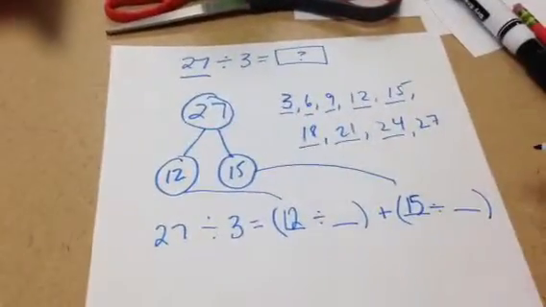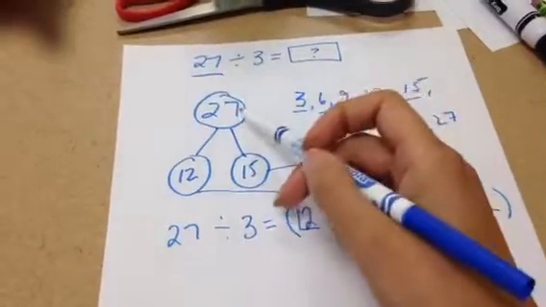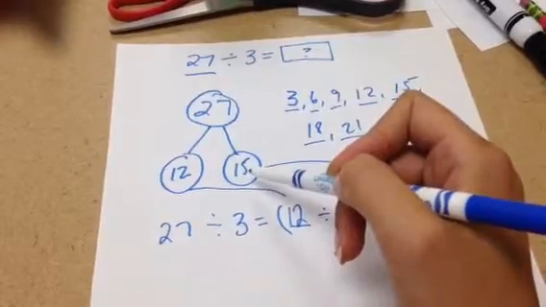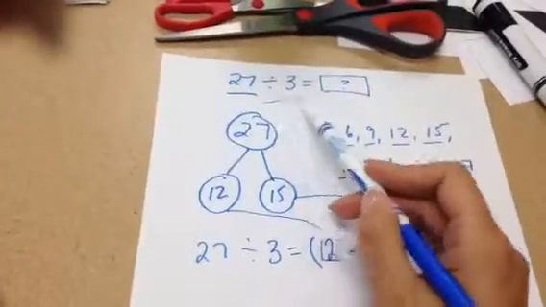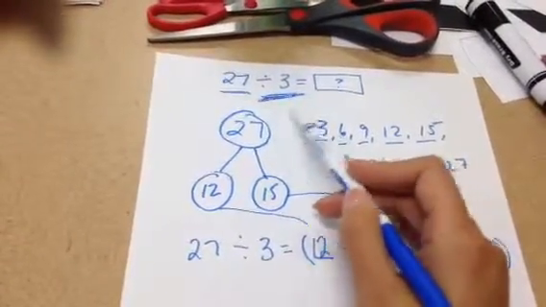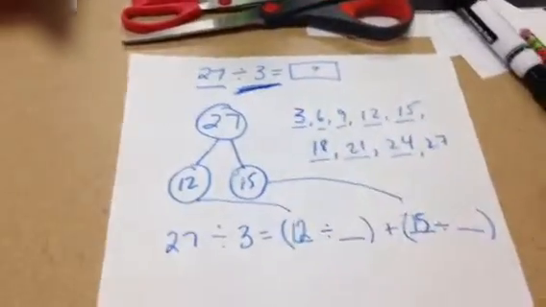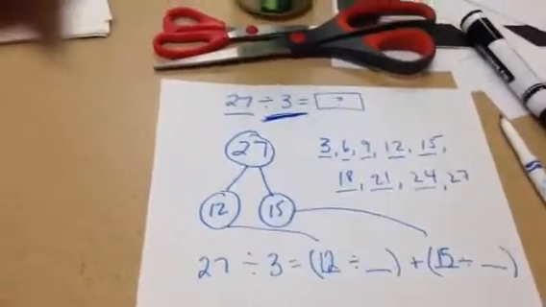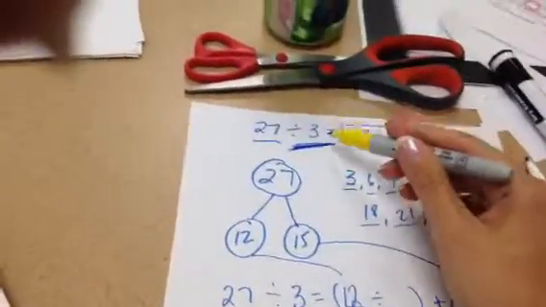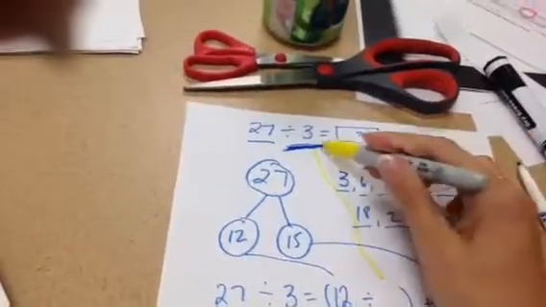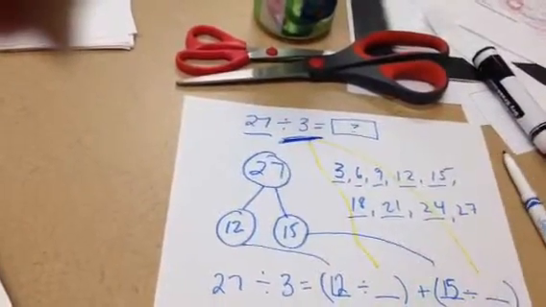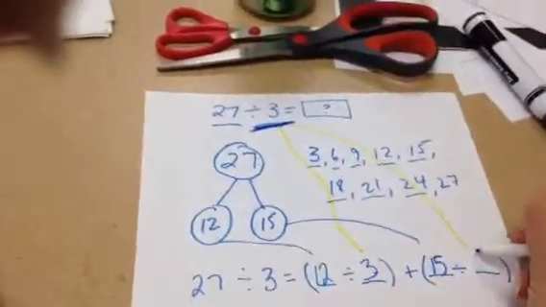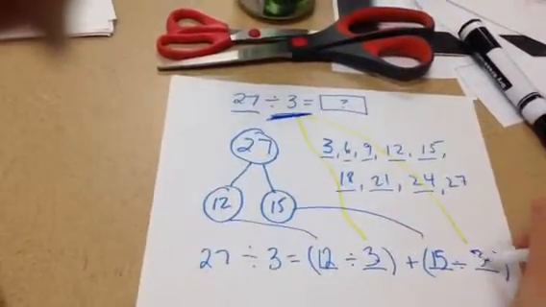Now, what do I divide by? We just decomposed that 27 into 2 numbers to make it easier for us. Well, we have to divide by the number that 27 is divided by here. You can't make something else up. So you're going to distribute, that's where that word comes in, that 3. I'm going to give you a 3. I'm going to give you a 3. So 12 divided by 3 and 15 divided by 3.